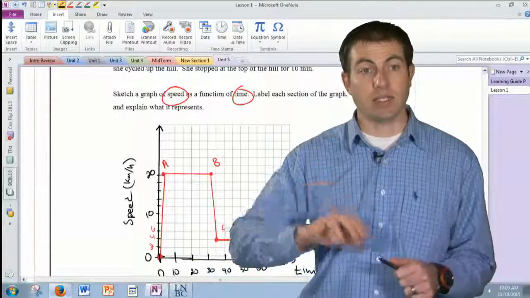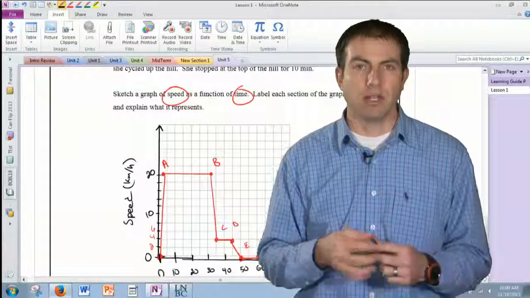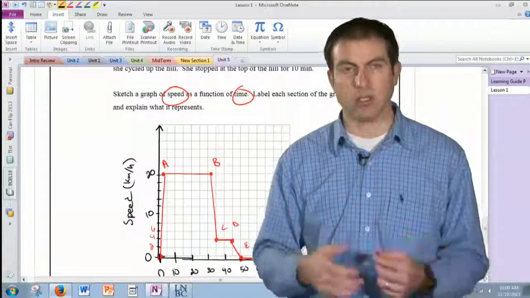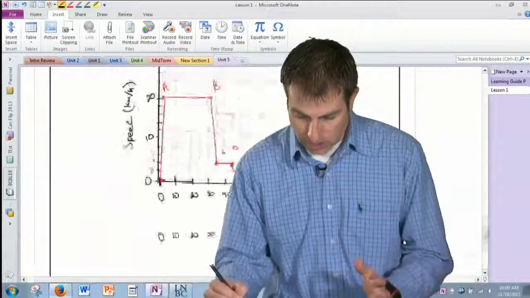Usually it's kind of the opposite of that, which is a bit easier, where you have a graph and then you try to figure out what's going on in the graph. So those are the kinds of ideas that you'll encounter for this first section. I don't think there's anything else here, no.